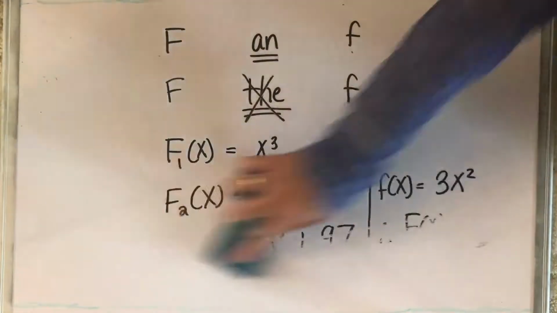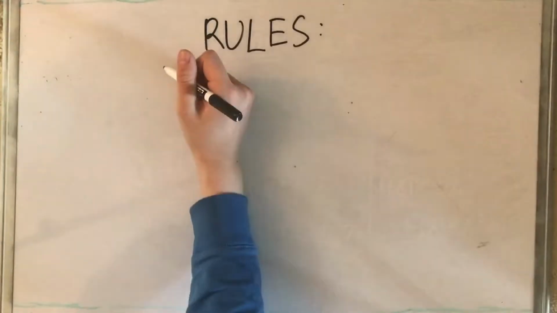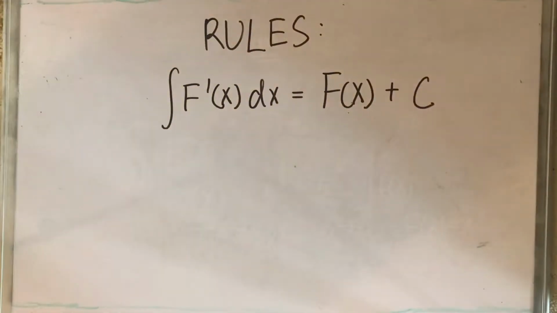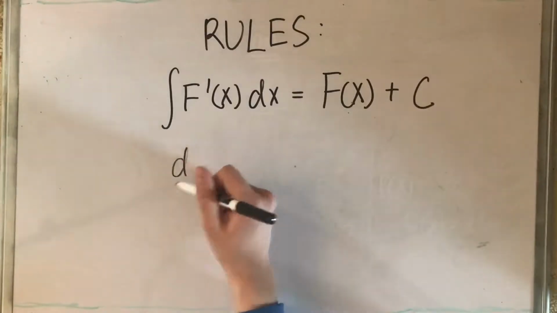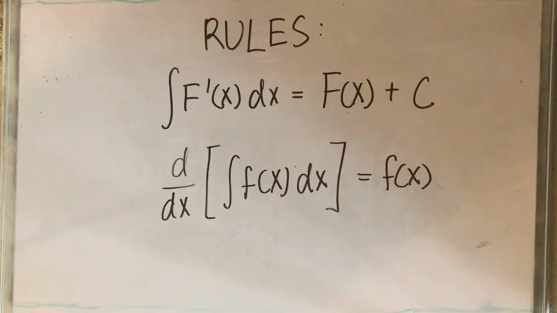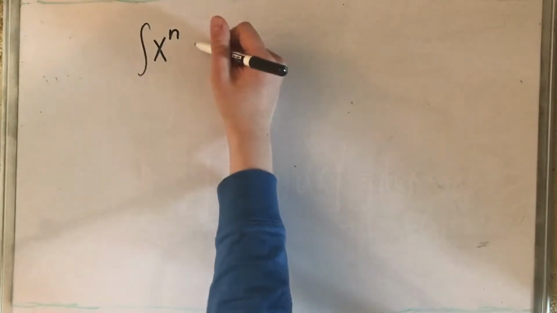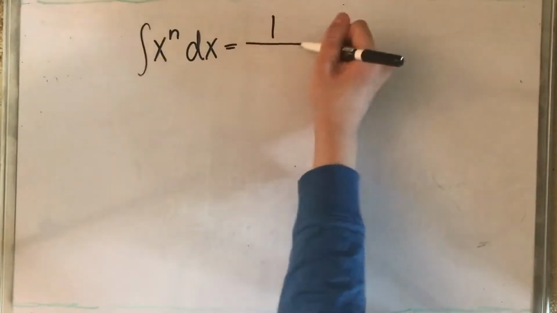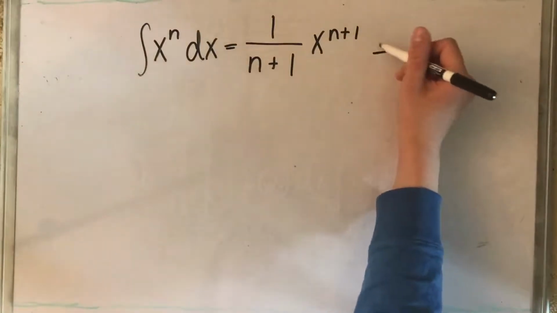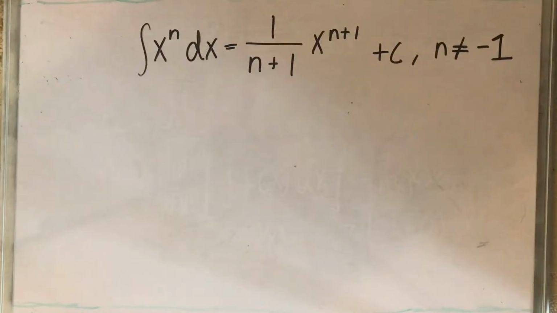So great. Now that we kind of understand what an antiderivative is, we're going to go over some basic rules. The two most basic rules are the integral of F prime of x dx equals F of x plus c. And, second, the derivative of an integral of f of x equals that f of x. Now let's go over some integration formulas you should memorize, the first one being the power rule. The integral of x to the nth power dx equals 1 over n plus 1 times x to the n plus 1 power plus c, when n is not equal to negative 1.